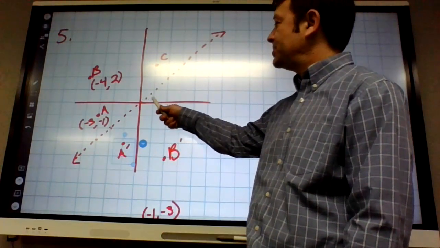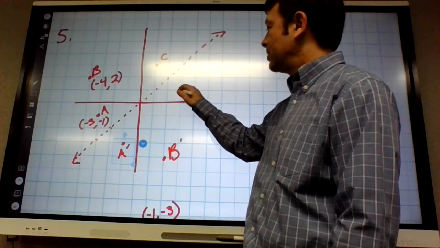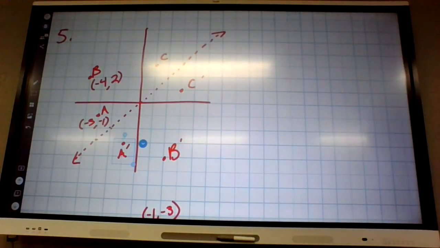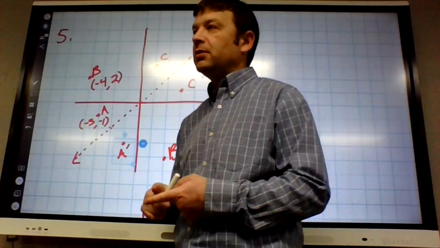Okay, so C is at 1, 3, so C prime is at 3, 1. This is easy. Wait till we get to the B section. So is the diagonal line this way always going to be the way we're correct on?